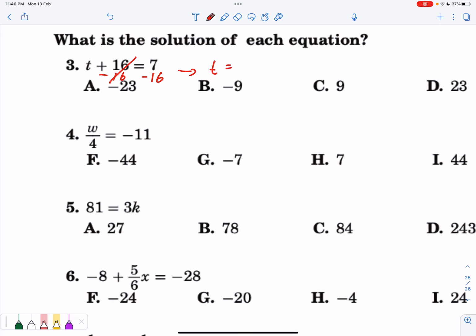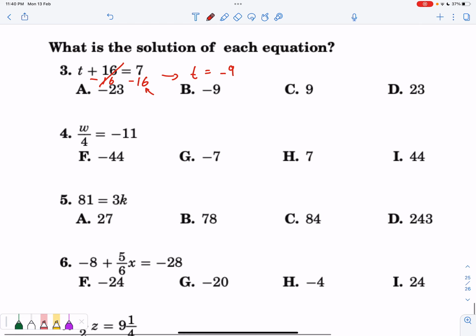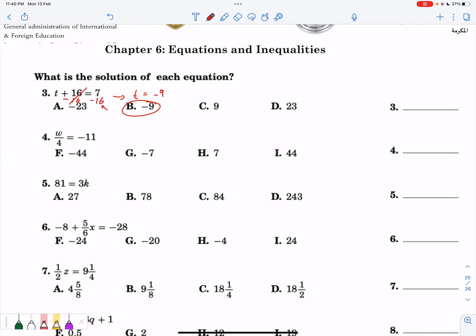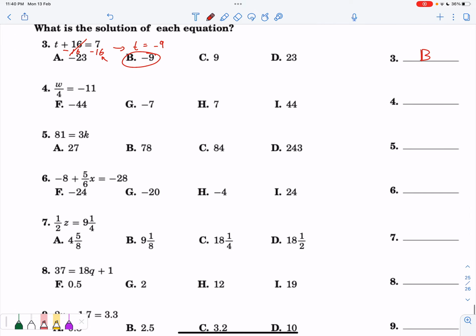So we have different signs. Subtract. So when we subtract, we will get 9. Keep the sign of the larger number. The larger number is negative, which is the 16. So it's going to be t equals negative 9. So it's going to be number B. So B is the correct answer.